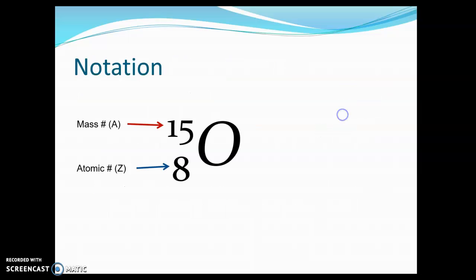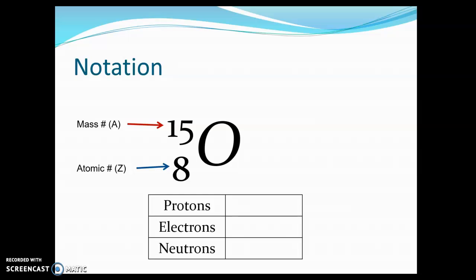So the notation, the mass number is usually at the top. The atomic number is usually at the bottom. Sometimes they'll have a key because some periodic tables are just different. They will tell you what is where. So there's always a key to tell you where they're putting it.